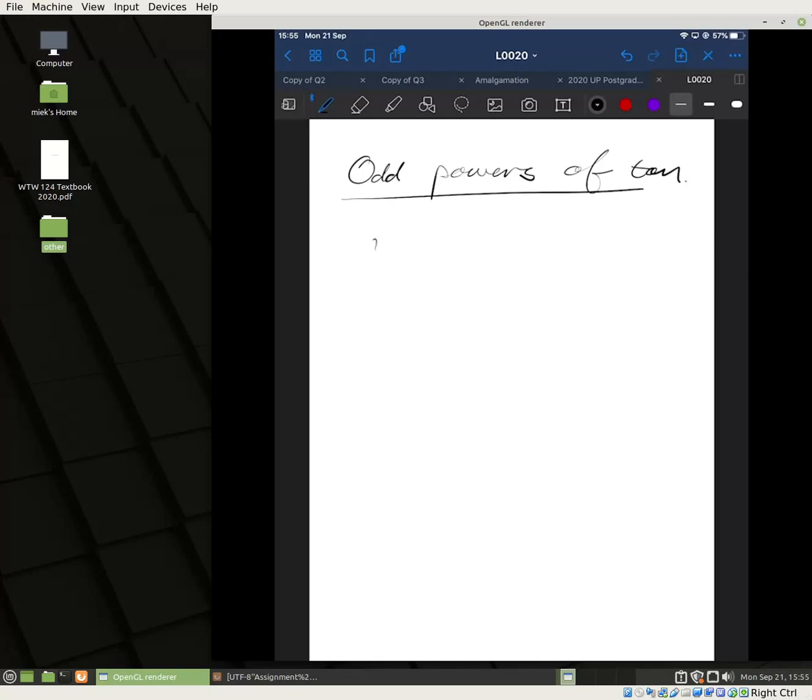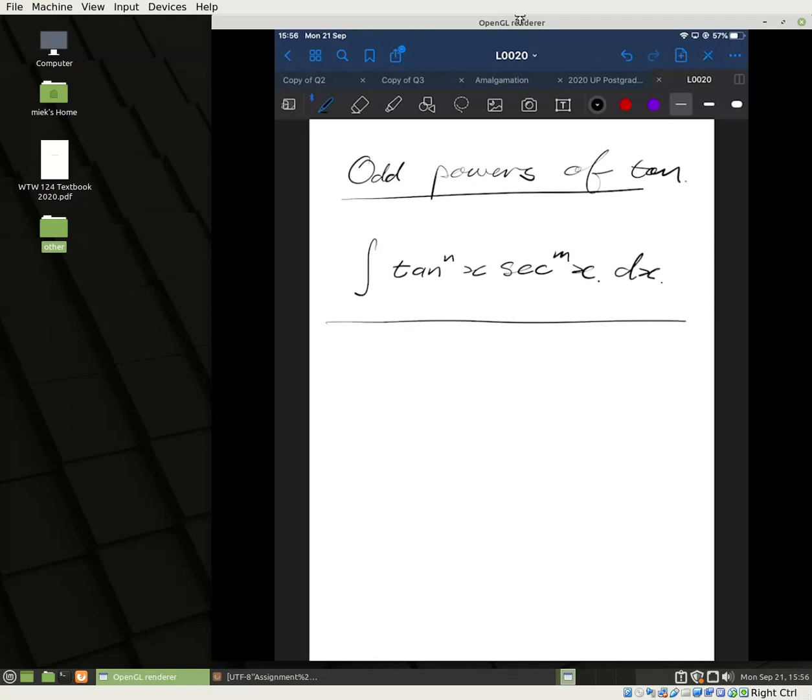Okay, so now we move on to our next form of integral that we want to be able to compute, and this is when we have a product of tan and sec. So we want to be able to compute an integral of this form.